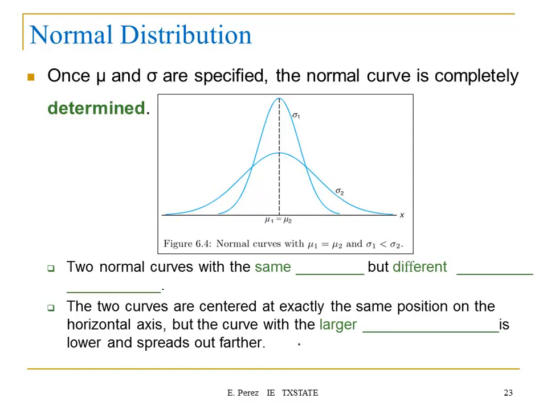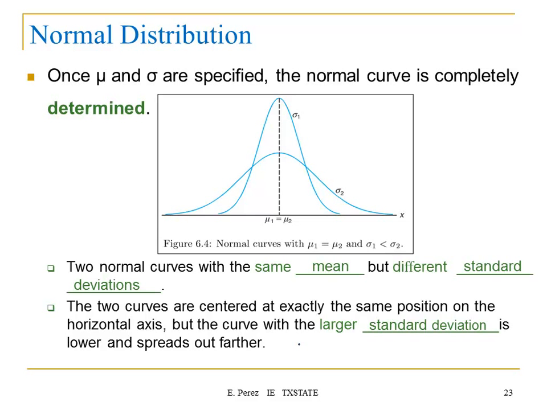Now, if you have the same mean but a different standard deviation, this is what happens. With a larger standard deviation, you're going to have more variability, so your curve is going to spread more. The two curves are centered at exactly the same position, but the curve with the larger standard deviation will be lower and spread out farther.